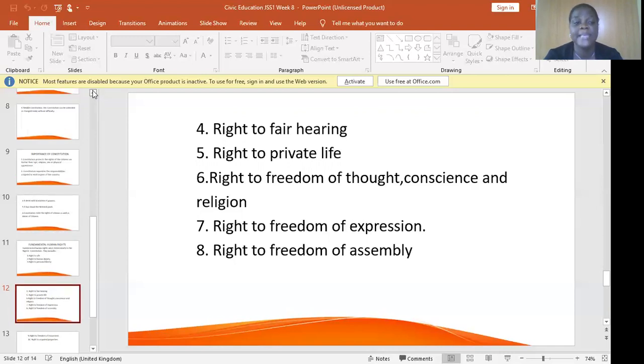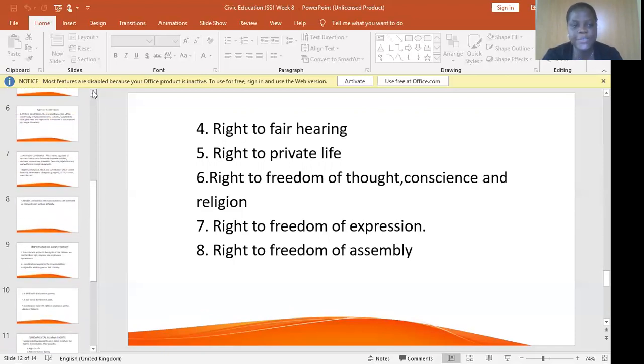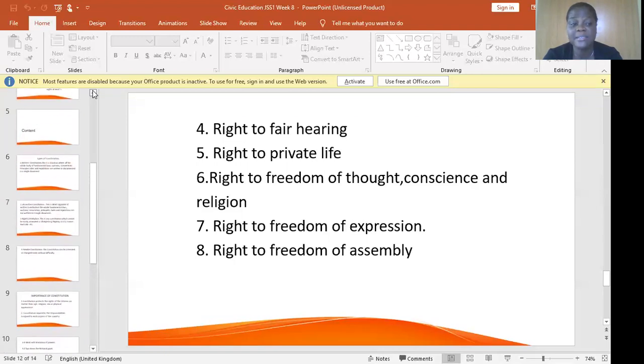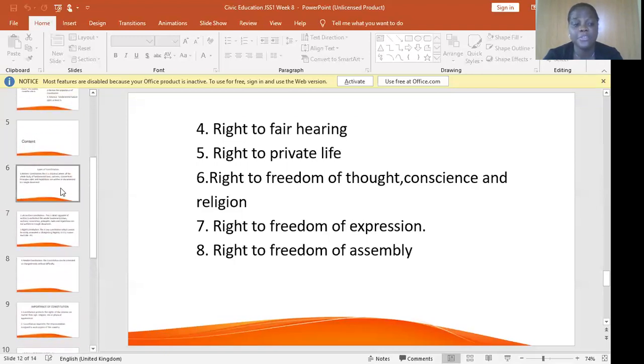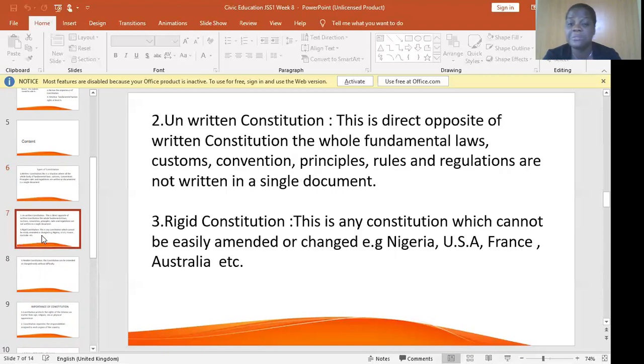The topic is constitution. Constitution continues, and on the types of constitution that we started with, we have four types of constitution treated here. We have the written constitution. You have to write all the laws and rules down in a single document. Then we have the unwritten constitution, which is the opposite of the written constitution. You don't write all these laws down, but they are there.